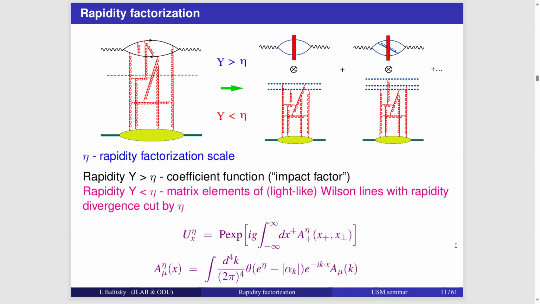Rapidity factorization works like that. You say that there is some rapidity divide eta. If the rapidity is greater than eta, I include it in this coefficient function. If the rapidity is smaller than eta, the gluons form matrix elements of the Wilson line operator. It's a general statement: particles with different rapidity perceive each other as a Wilson line. It is known for almost 50 years and can be demonstrated even formally. So if two particles have very different rapidities, they perceive each other as a Wilson line.